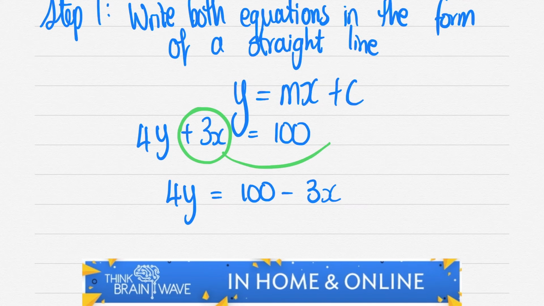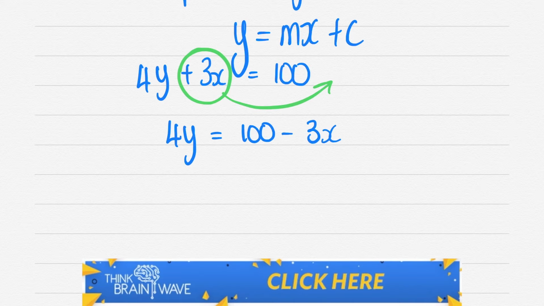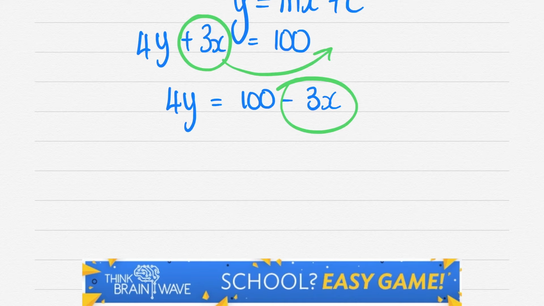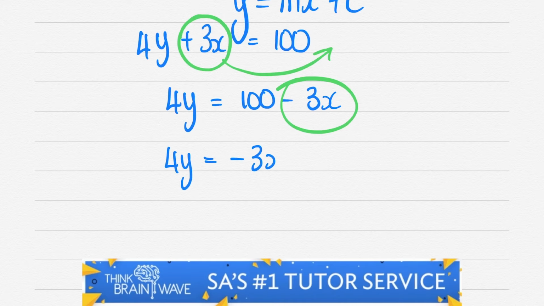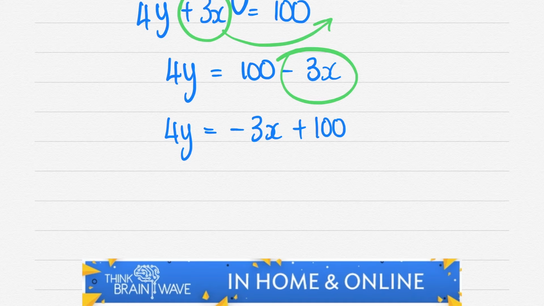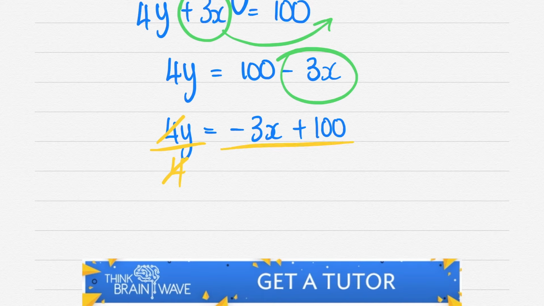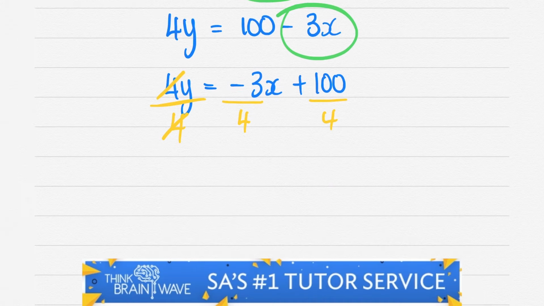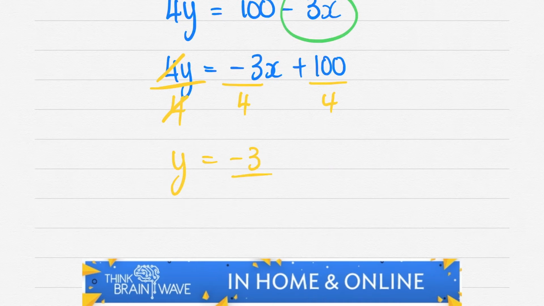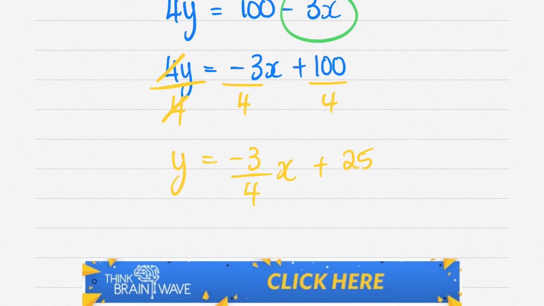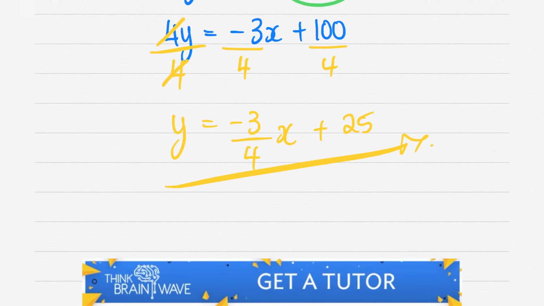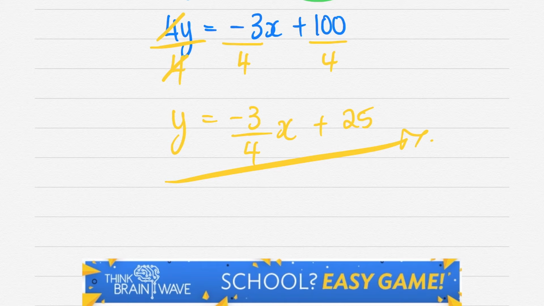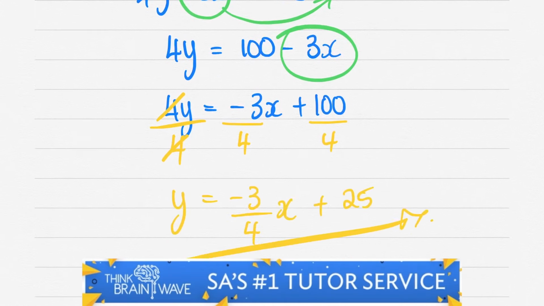So we start off by writing our equations again. We then manipulate the equations. We separate the terms. We will take, for instance, 3x on the left-hand side, take it across to the right, making sure to change the sign. And what we do next is we isolate the y by dividing everything by 4. So we then have y is equal to minus 3 over 4 times x plus 25, because 100 divided by 4 is 25. Simple and easy. Come, let's move to the next one. Let's not take too much time.